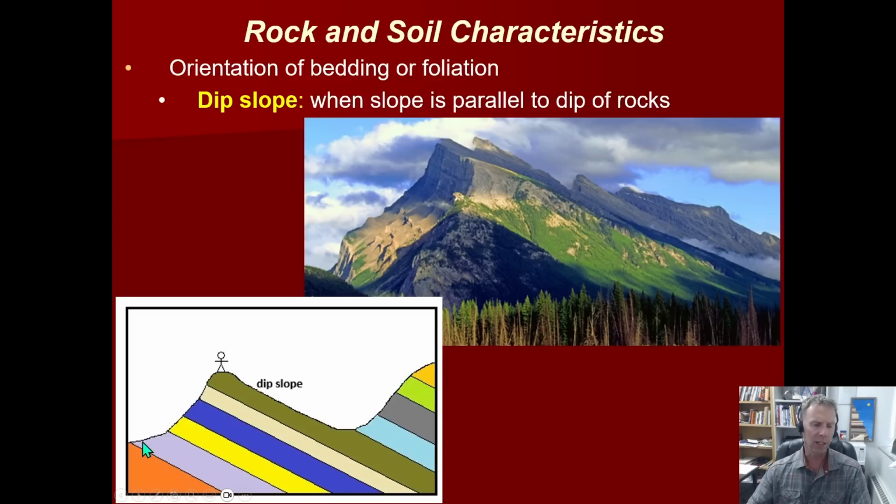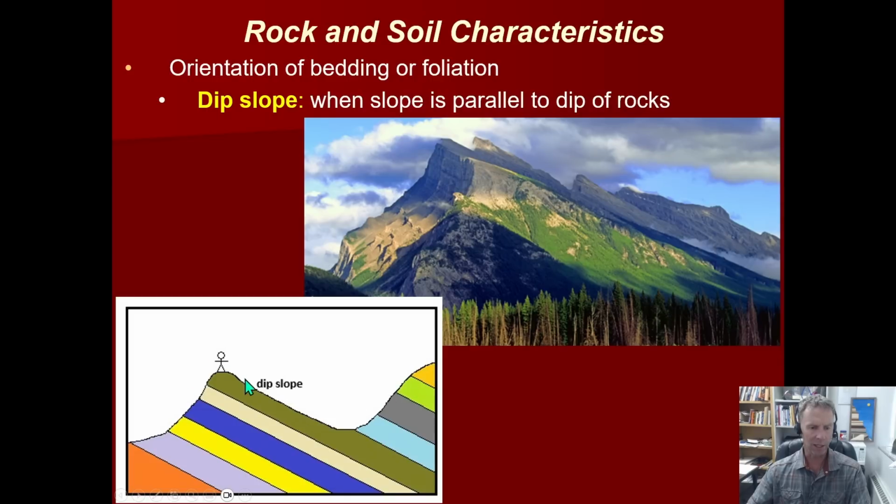This slope over here to the left of the person is not a dip slope, because the slope angle, which comes off here to the left, is not parallel to the dip of the layers here. But this slope here, shown in this olive green just to the right of the person, is a dip slope. And then we go up the ridge here, but this is not a dip slope.